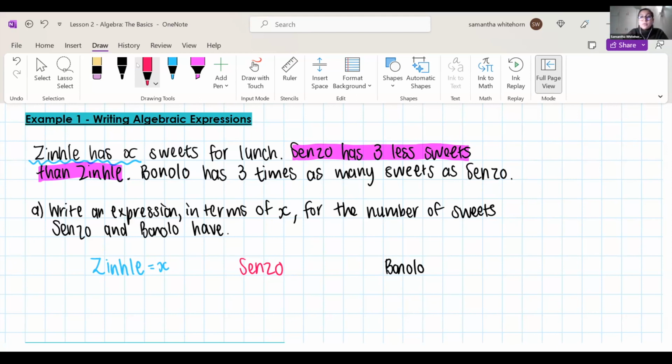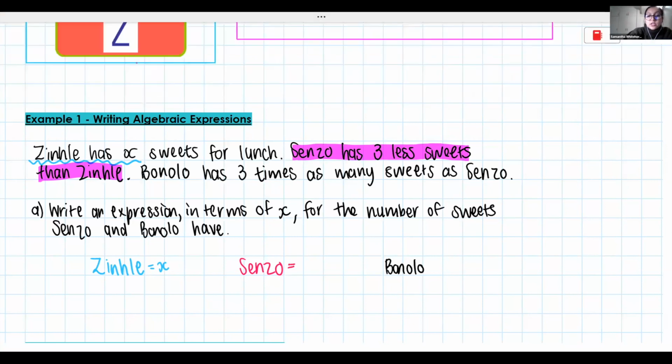Good, guys. Really importantly here, whenever we're working with less, or with a subtraction, we need to be very, very careful of the order in which we subtract terms. So we know Senzo has 3 less than Zintle has. Zintle has x, so 3 less than that would be x minus 3. If we said 3 minus x, what we're basically saying is that Zintle has 3 sweets and Senzo has x less sweets than 3. So we need to be very careful of our order.